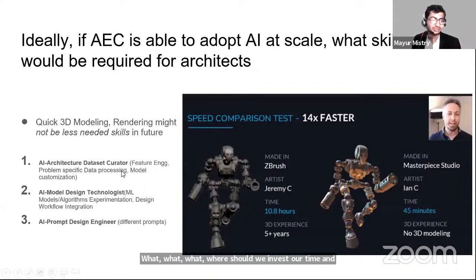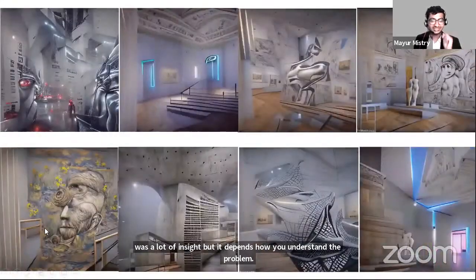A few things which came to the top of my mind: as an AI architecture dataset curator, where we do more feature engineering and problem specific data processing customization. AI design technologist, where we integrate different algorithms and models in our workflow. Prompt engineering, as we saw how different prompts were able to produce different graphics. And also OpenAI GPT-3, which I experimented with in the beta version. It offers a whole new way we can find design cues for precedent study or site analysis. It gives a lot of insight, but it depends on how you understand the prompt. So yeah, that's it. Thank you.